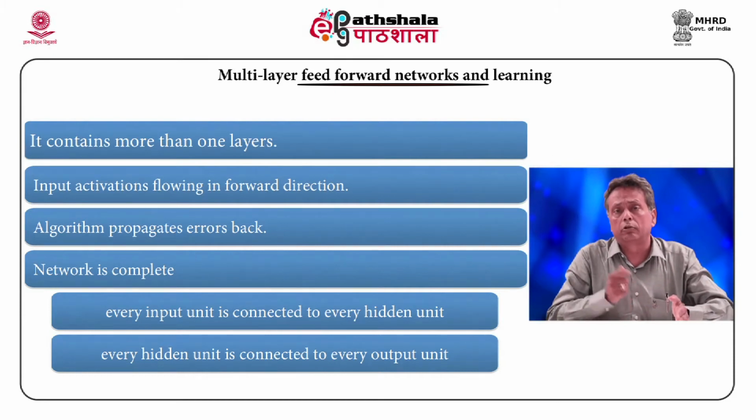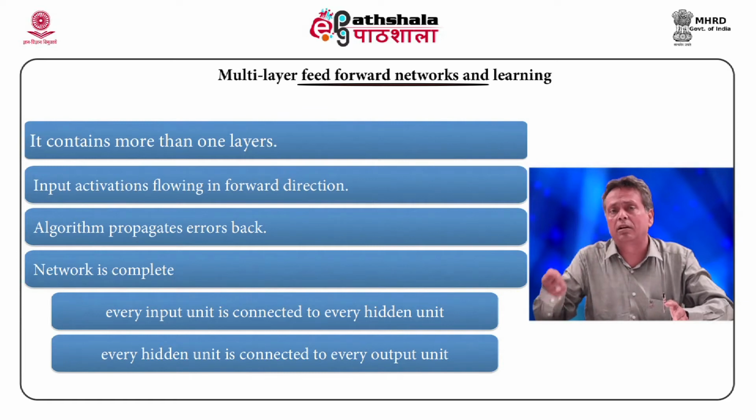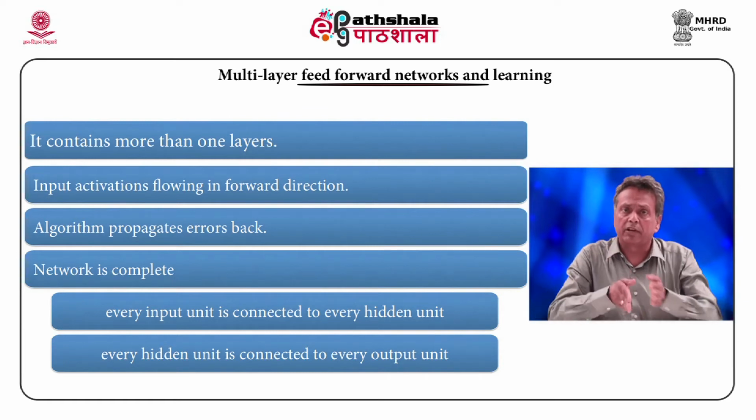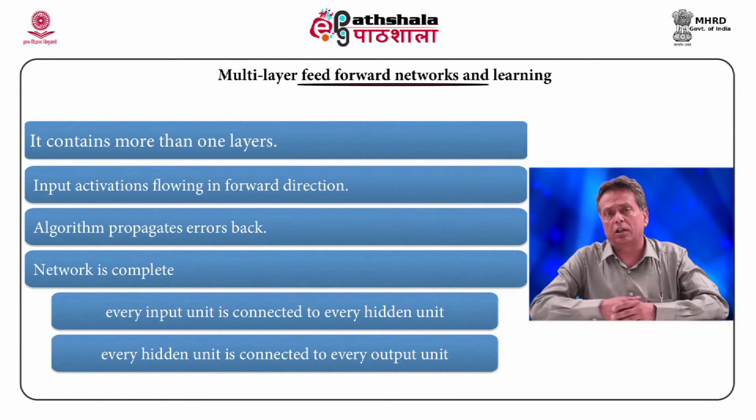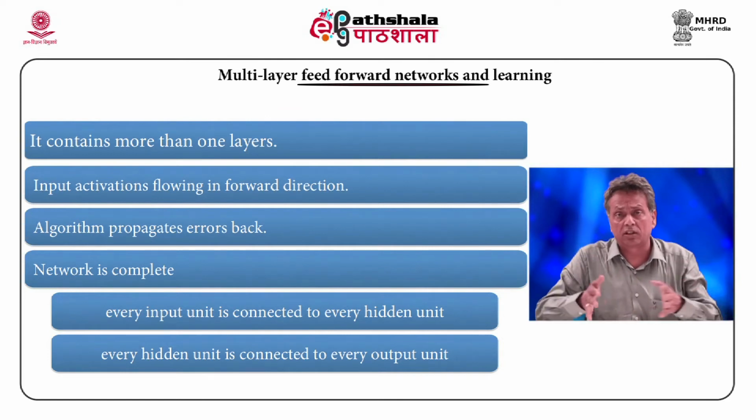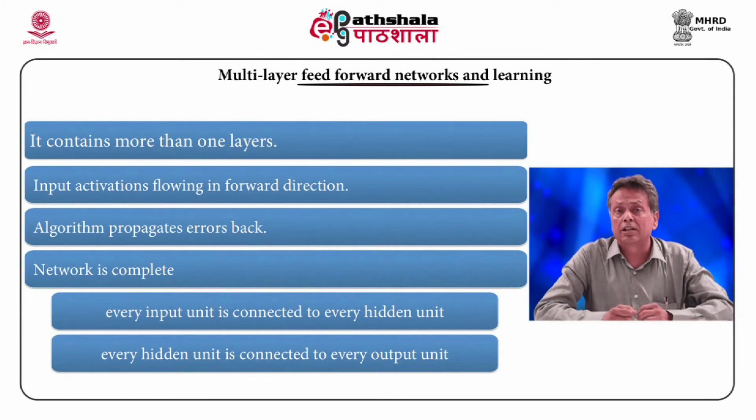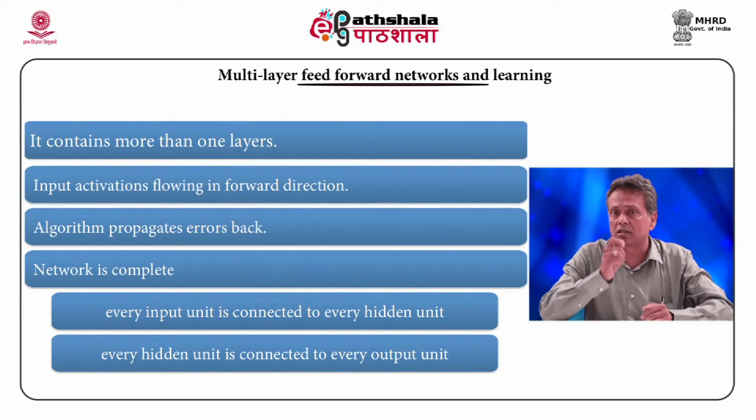Every input unit or neuron is connected to every middle unit. The same way every middle unit is connected to every output unit, and if it has more than one layer, the same thing is applied. So, that is called a complete network. That is the first requirement.